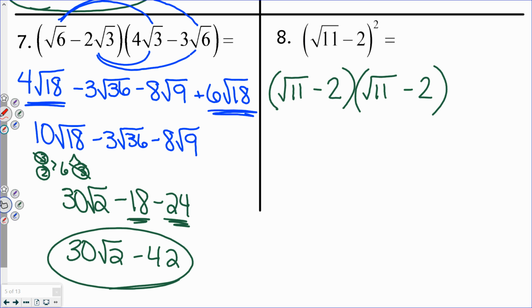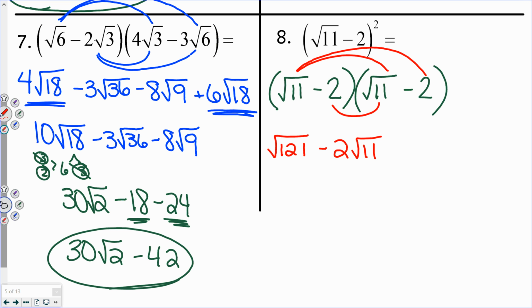For whatever reason, people freak out when they see a problem like that. They don't know what to do with it. So what is radical 11 times radical 11? Radical 121. Radical 11 times negative 2. All right, so we distributed the first part to both. Now we distribute the second one. Negative 2 times radical 11, negative 2 radical 11. And then negative 2 times negative 2 is positive 4.